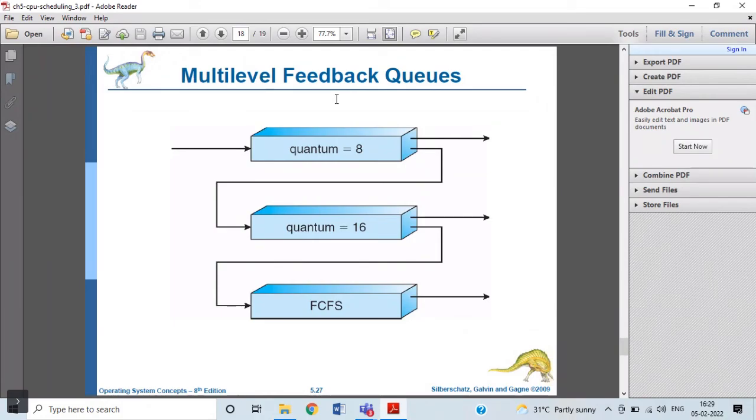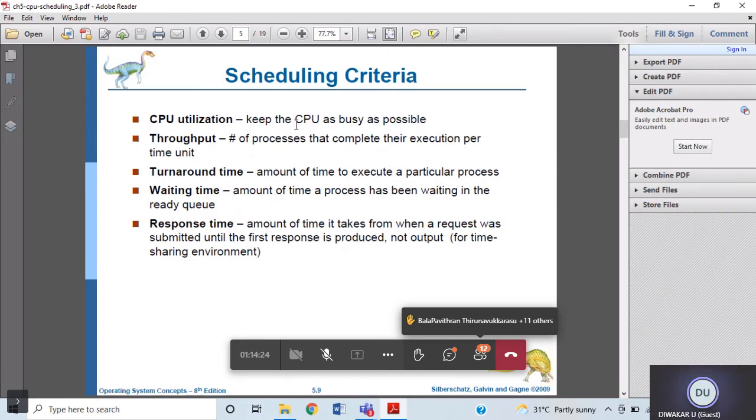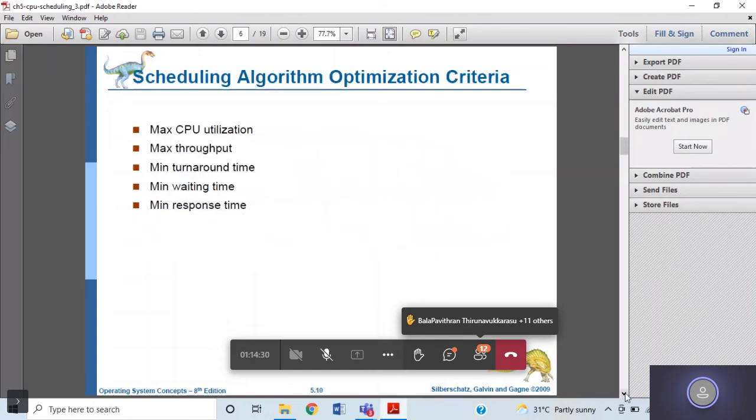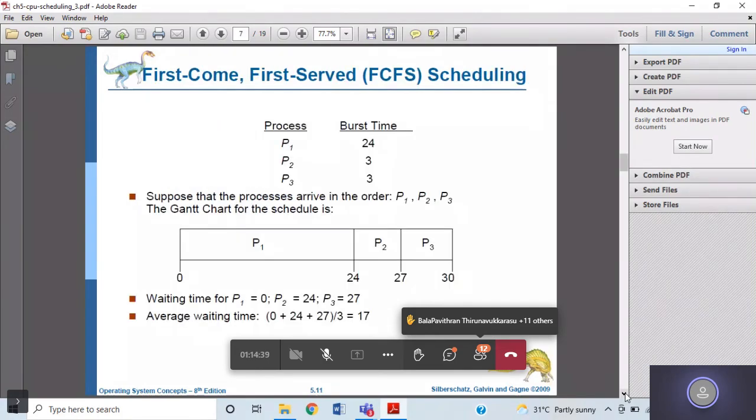So these are the CPU scheduling algorithms. I told you the scheduling criteria: CPU utilization, throughput, turnaround time, waiting time and response time. These are the scheduling criteria, and these are the types of scheduling algorithms: first come first serve, shortest job first, priority scheduling, round robin, multi-level queue and multi-level feedback queue. Any doubts in this scheduling algorithm, students?